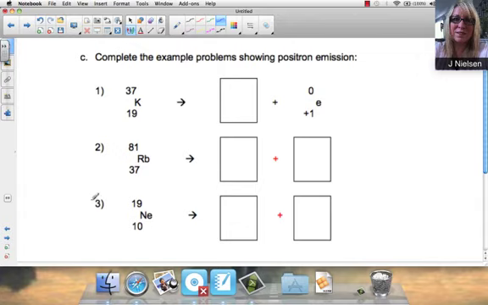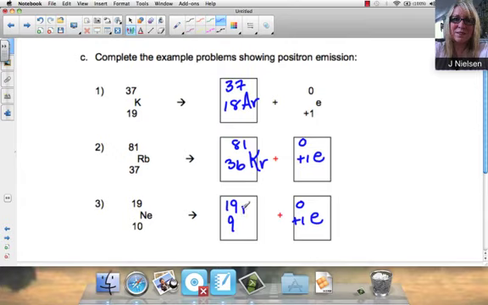Let's do some practice with positron emission. So my mass is going to be the same. This is now going to be 18 because 18 and 1 is 19, and we look this up on our periodic table. 18 is element argon. Here we have positron emission, 81. This is going to be 36. We look up element 36 and we see this is krypton. And one last one, 19 is the same. This is going to be 9, and element number 9 is fluorine.